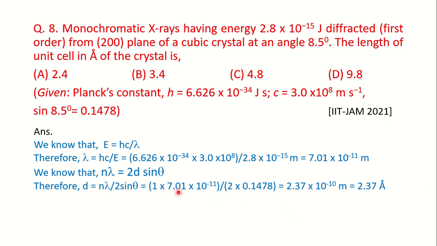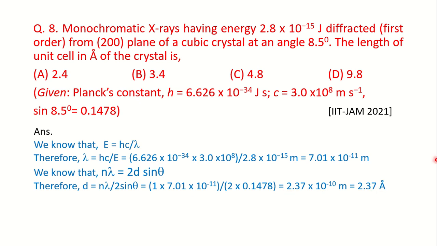The value of lambda, as we have found out, is 7.01 into 10 to the power minus 11, and 2 as usual, and sine theta, that is sine 8.5 degree, which is nothing but 0.1478. So you put the value here, and the result of this calculation is 2.37 into 10 to the power minus 10 meter, and since we know that 10 to the power minus 10 meter is 1 angstrom, therefore this is nothing but 2.37 angstrom.